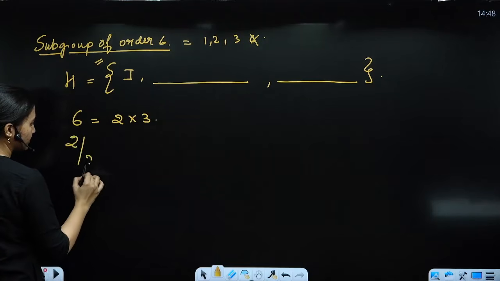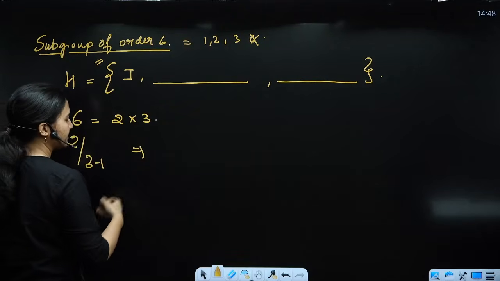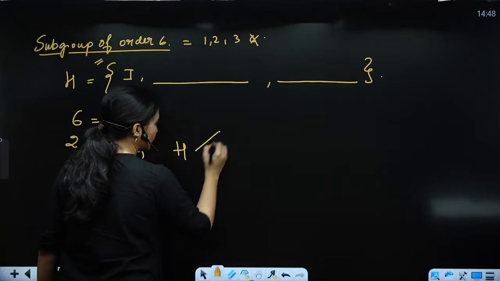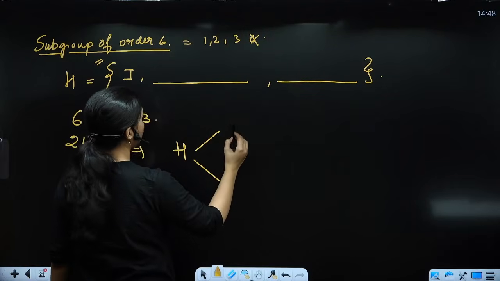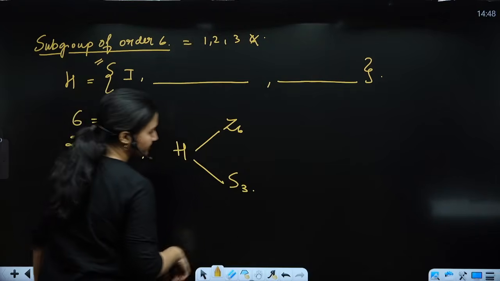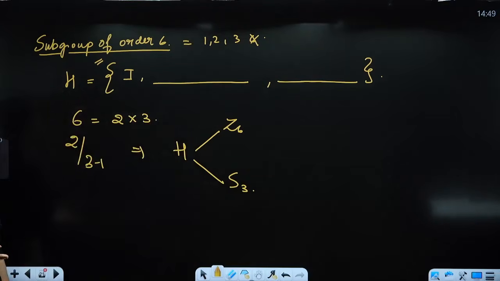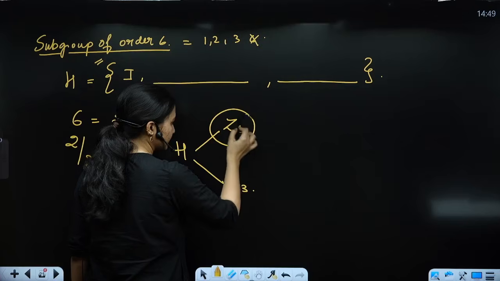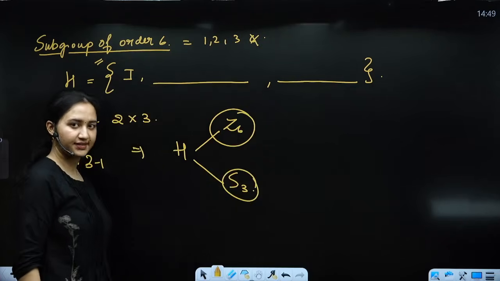Now 2 divides 3 minus 1. This implies that there are 2 isomorphism types possible. One is your Z6 and the second one is your S3, right? We know that it is not going to be isomorphic to Z6. That means it has to be isomorphic to S3, right?